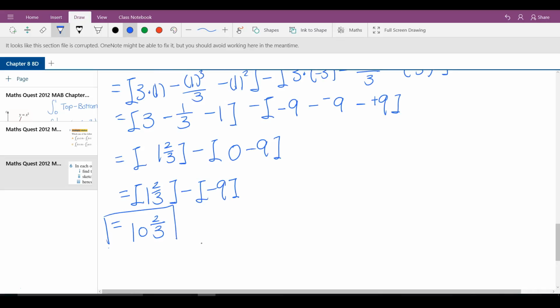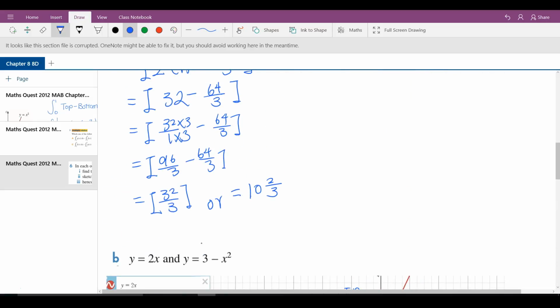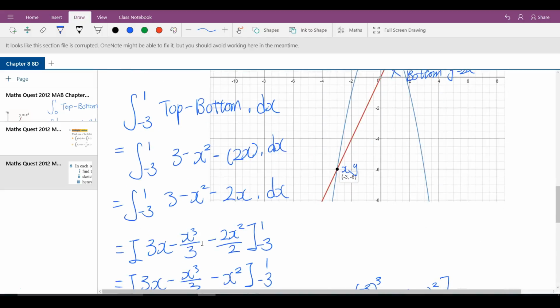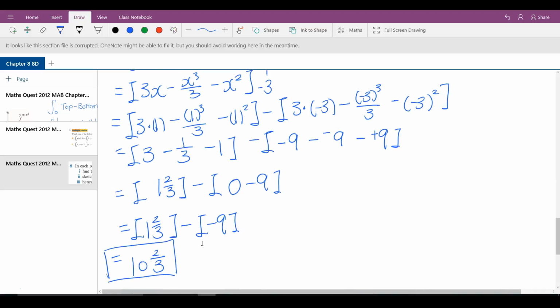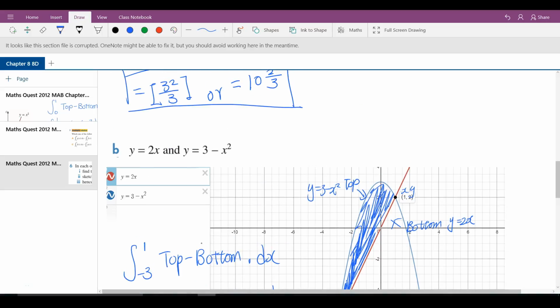Oh, did I forget to rectangle my answers before? Yes, I forgot. Okay. Now it's perfect. Alright, so that's the area between from x equal -3 and to 1, all this area here. Okie dokie. Alright, that's question B.